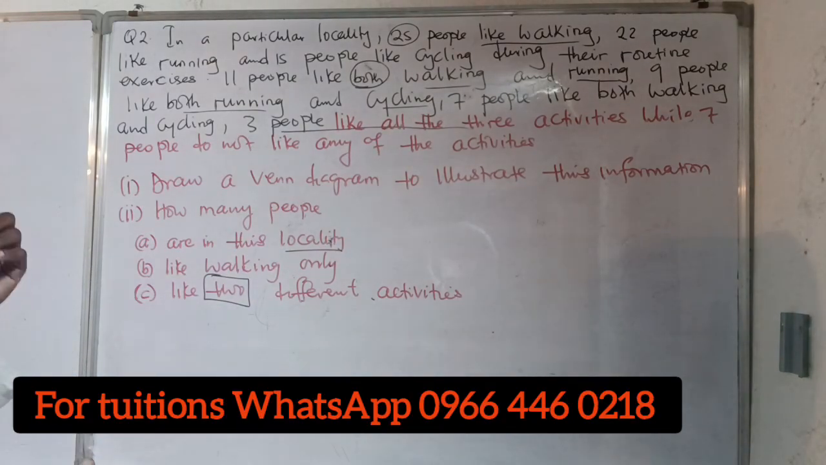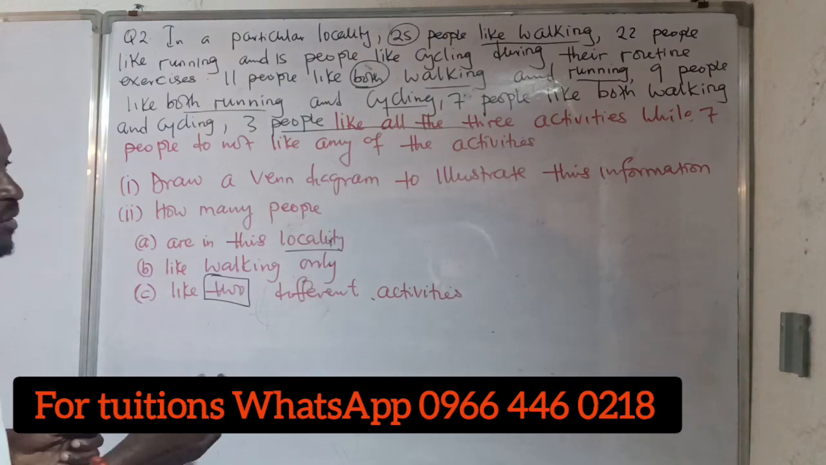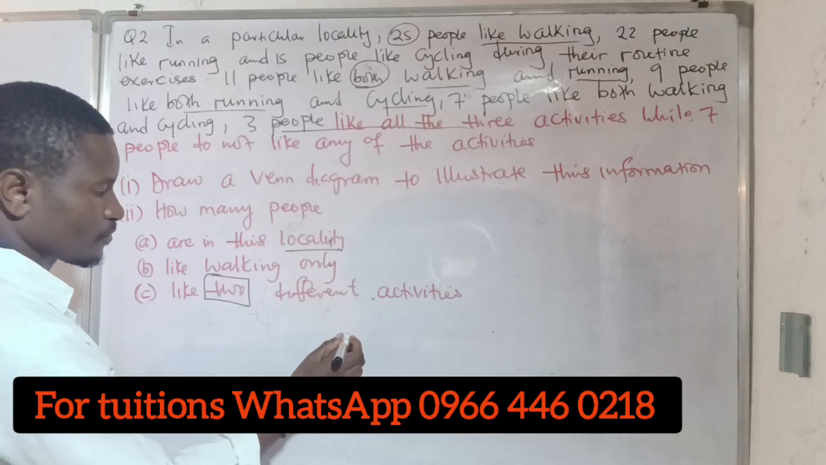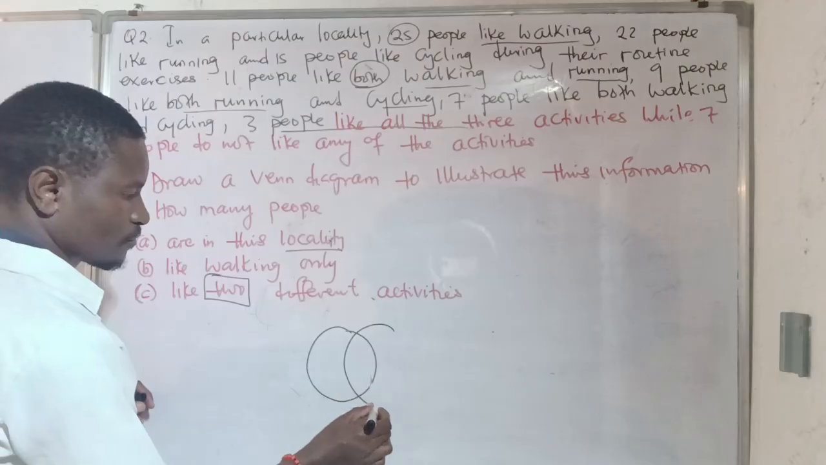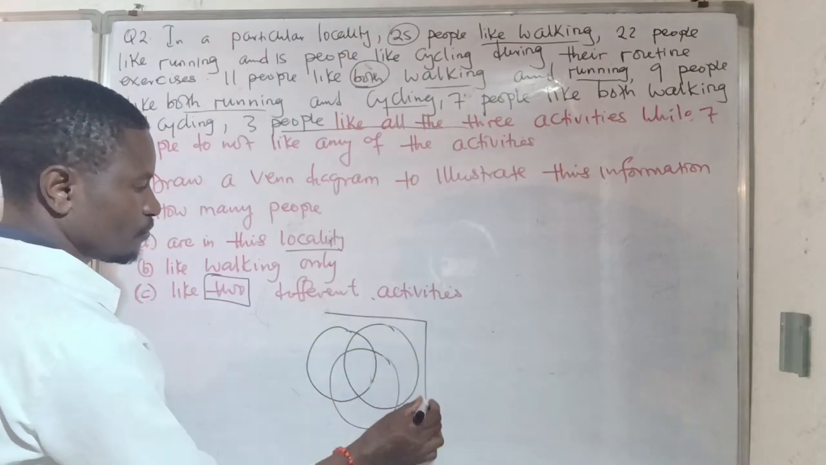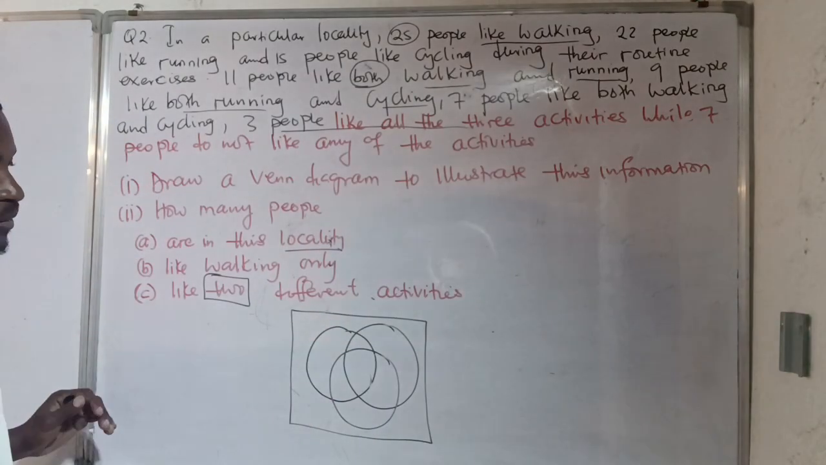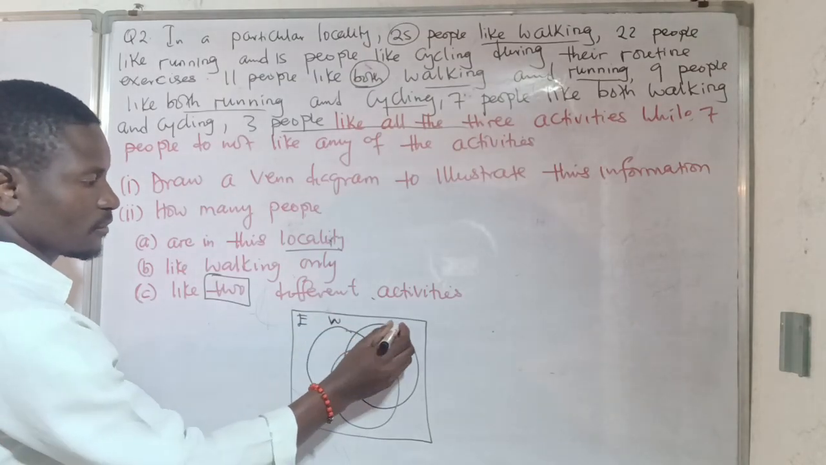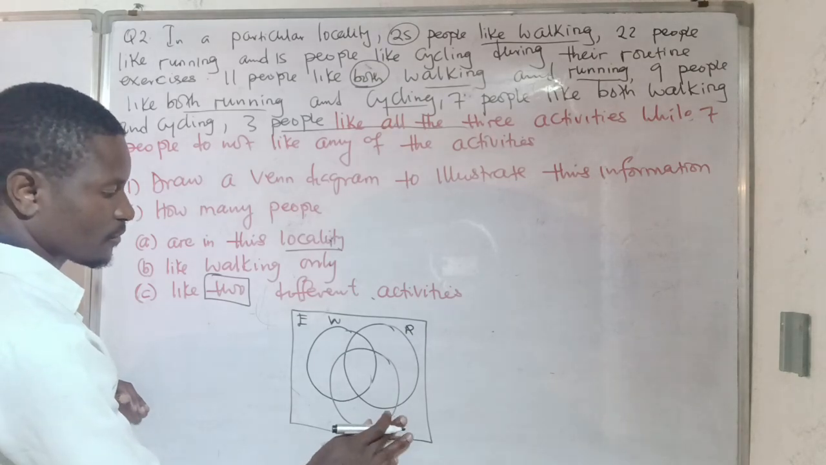So what are we supposed to do? It says draw a Venn diagram to illustrate this information. So that is our first thing. So this is the Venn diagram, and this is going to be walking, then also running, then also cycling.